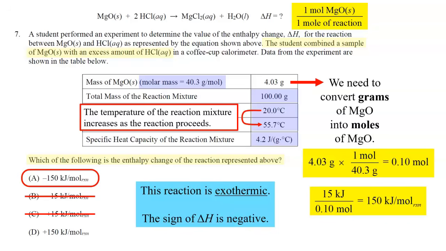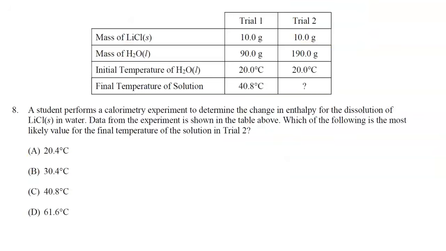Now let's take a look at question 8. In question 8, it says, a student performs a calorimetry experiment to determine the change in enthalpy for the dissolution of solid lithium chloride, LiCl, in water. Data from the experiment is shown in the table above. Which of the following is the most likely value for the final temperature of the solution in trial 2?